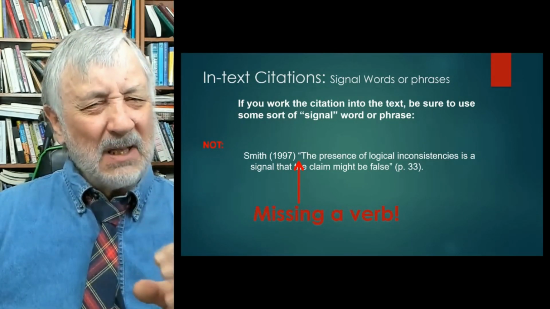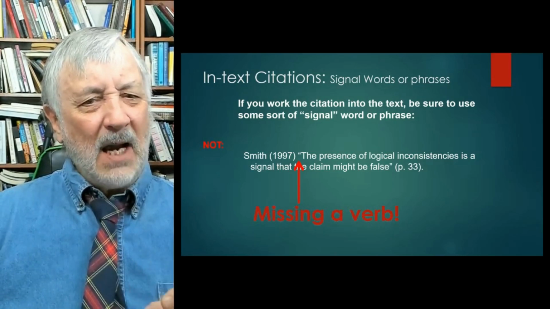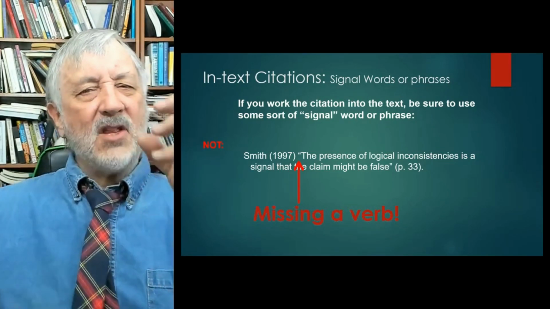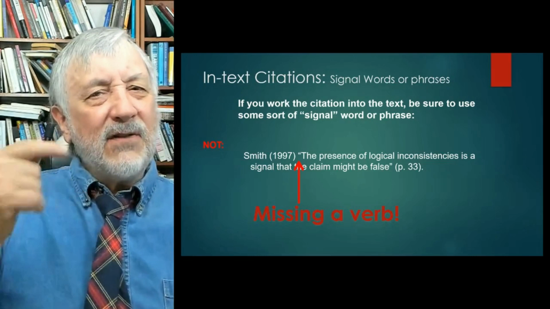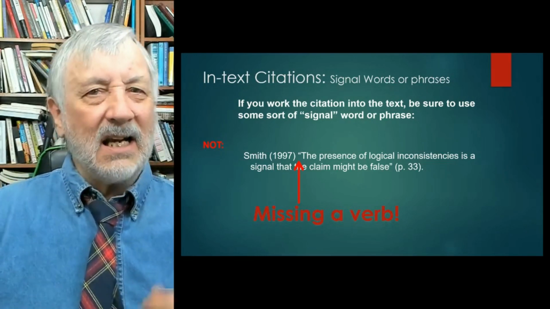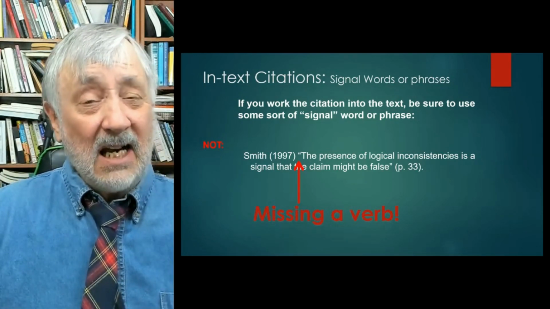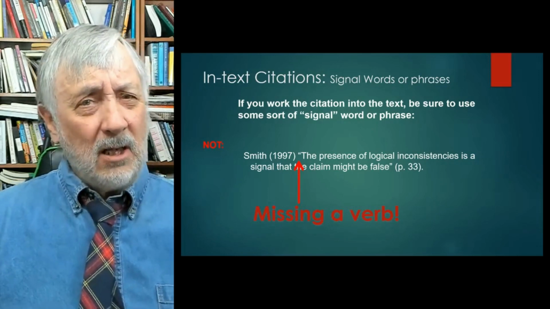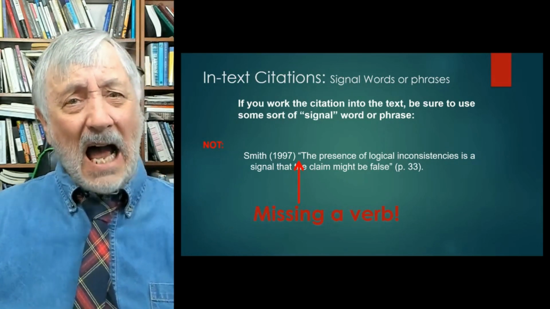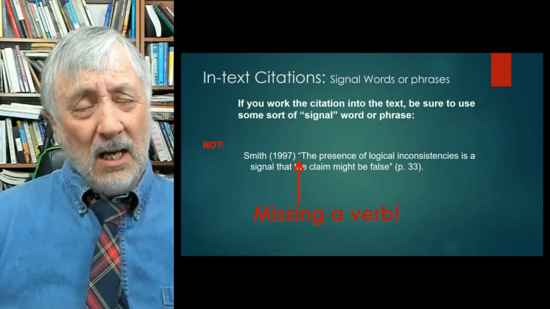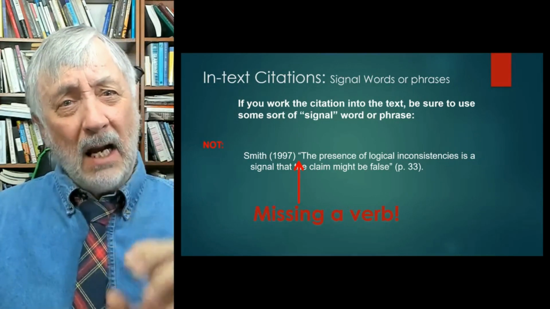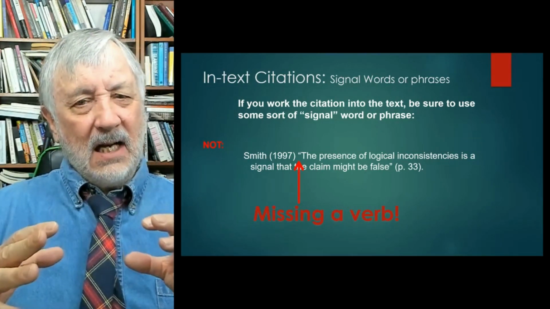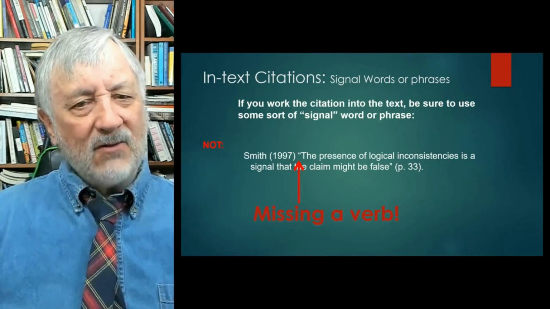I sometimes get something like this in my grading of papers: Smith, 1997, and then the quote. You're missing a verb. Smith what in 1997? He wrote, he argued, he found, he denied, whatever it is. You have to put a verb in there. Just don't leave the verb out.